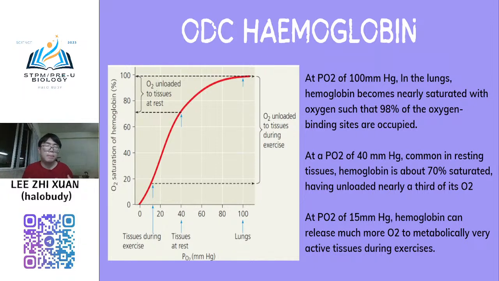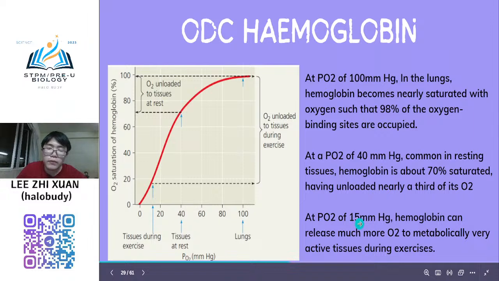So this time the person is at rest, and there is enough hemoglobin. Okay. And then if you see here, at the very low part, at a partial pressure of 15 mmHg, hemoglobin can release much more oxygen to metabolically very active tissue during exercise.